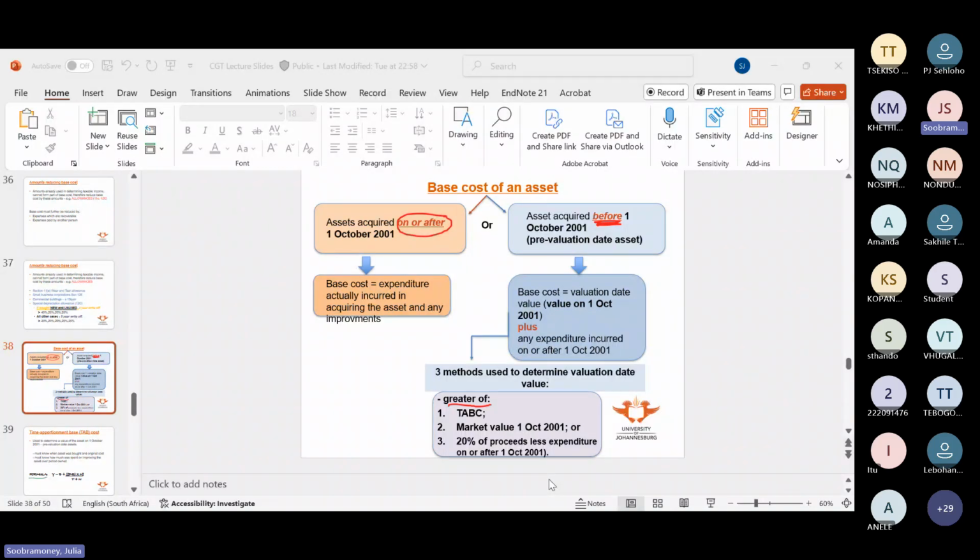Why are we determining the new value on 1 October 2001? It's because that is when CGT came into law. So that means I need a value on the start of that date, when the new law came into place. Okay? So how do I determine that value? The way I determine that value is I need to perform a calculation. So it's going to be the greater of TABC, which I'm going to explain to you now.